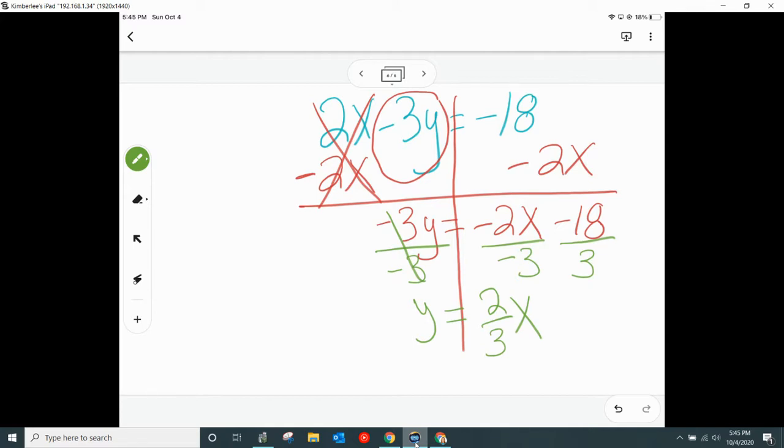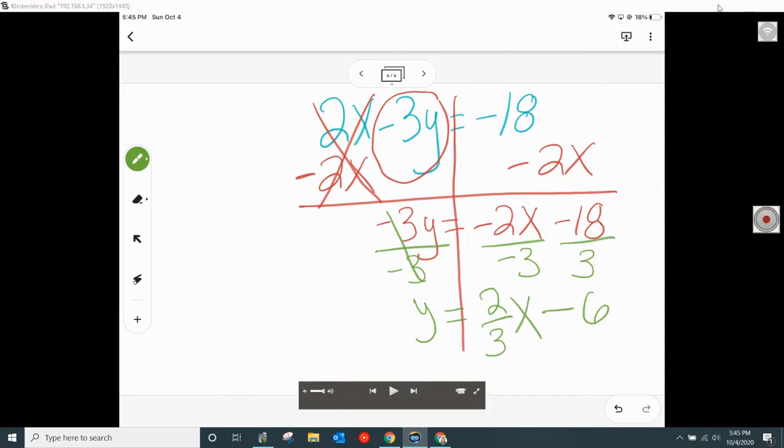And then I have -18 divided by 3. Well, negative divided by positive is a negative. And you can use your calculator for this too. 18 divided by 3 is 6. So there is my equation solved for y. So 2/3 x minus 6.